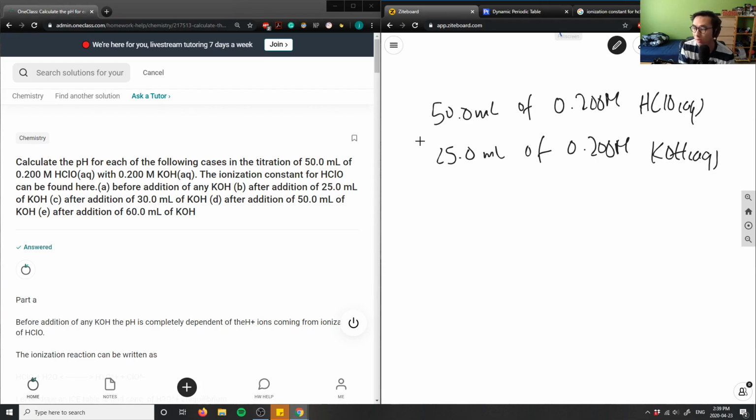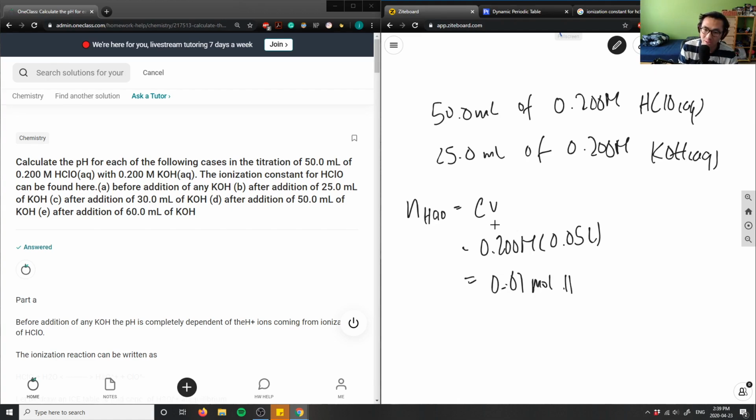I'm going to have a new total volume, because I'm going to add these two volumes together. So let me find the moles of HClO first. If concentration equals n over V, then moles equals concentration times volume. So this would be 0.200 times 0.05 liters. I changed 50 milliliters to liters here. 0.2 times 0.05 gives me 0.01. This is the moles of HClO.